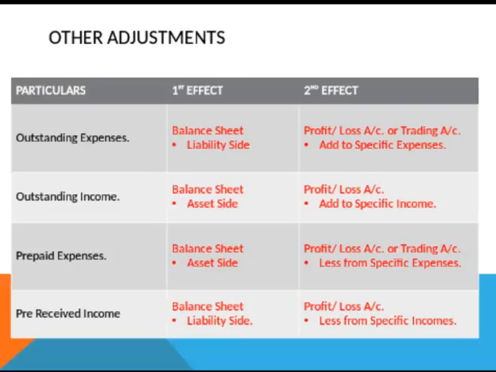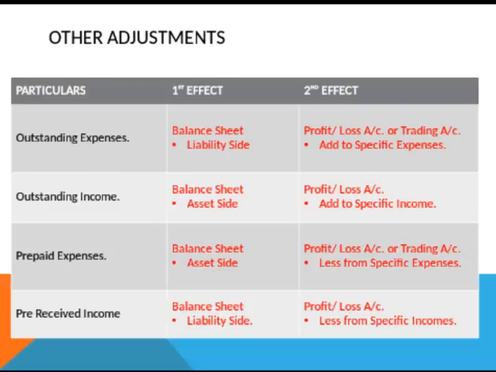So the first effect will be balance sheet liability side, whereas the second effect will be profit and loss account or trading account add to specific expenses. Now outstanding income, income which is receivable. Okay, so it will be balance sheet asset side because we have to write that income, and profit and loss account add to specific income on credit side.